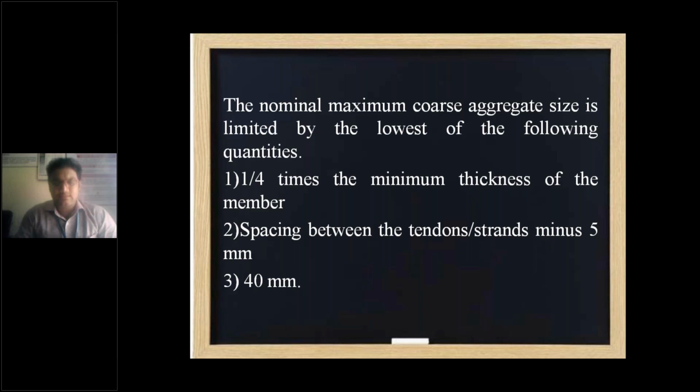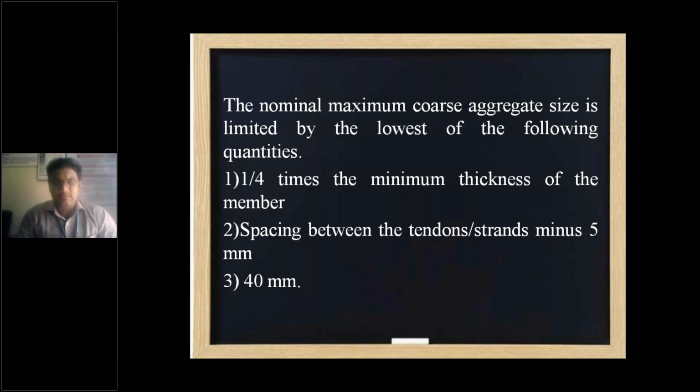20 mm, is that right? 20 mm, and they will go with combinations like 12.5 mm and 10 mm. But the maximum coarse aggregate size will be 20 mm. They won't go beyond 20 mm in RCC particularly.